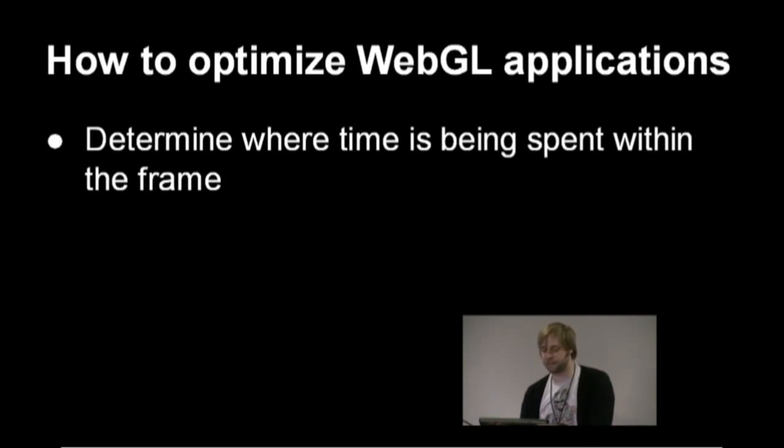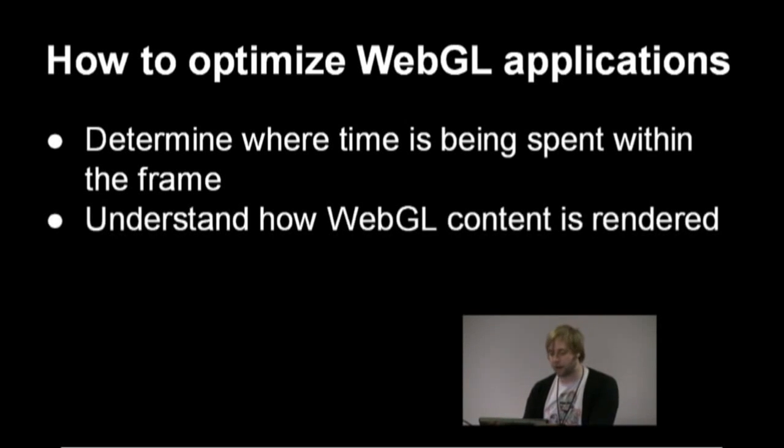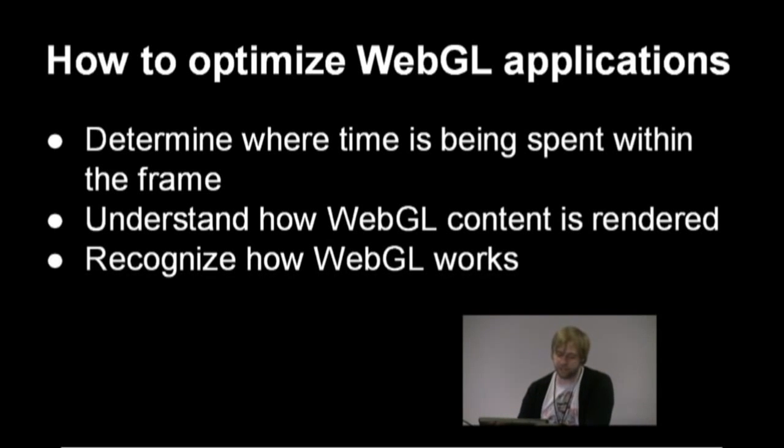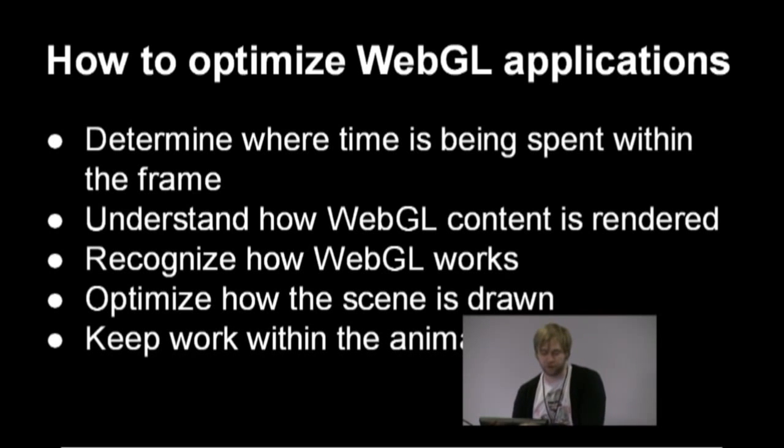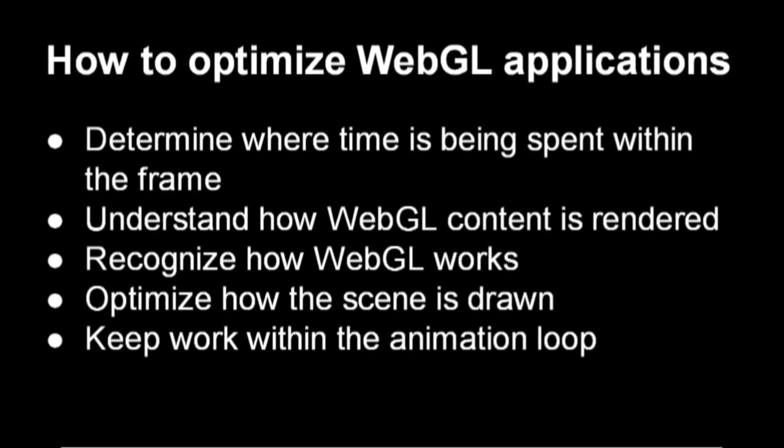And if rendering turns out to be your problem and you're using WebGL, you really need to understand two things. That's how WebGL slots into the browser, and how WebGL works so you can optimize your interaction with the API. Then you walk further up the stack. You need to start thinking about how you're submitting geometry. And of course, you need to ensure that work is being done completely in the animation loop itself. All right.